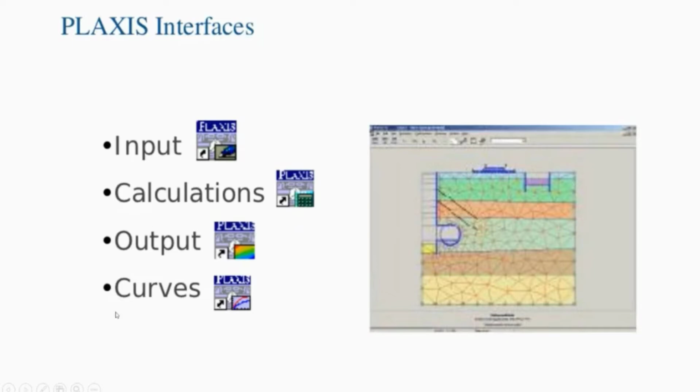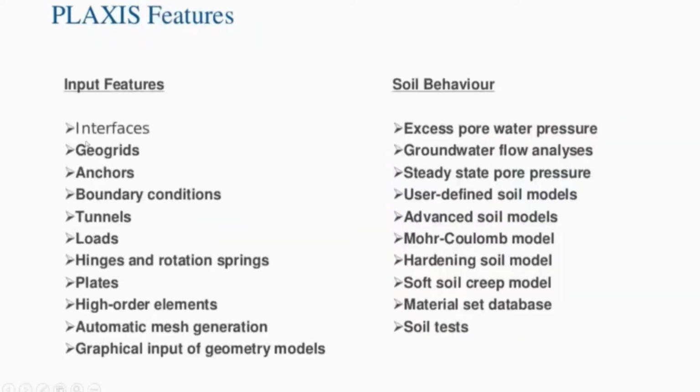Output and curves are the important, because input and calculation we can get from this manual, and also we can get from the inputs given in the YouTubes. But output and curves, the analysis part is important, because whenever we are going for the research purpose, when we are going to understand the behavior of the soil with that model, so the output and curves are the important.